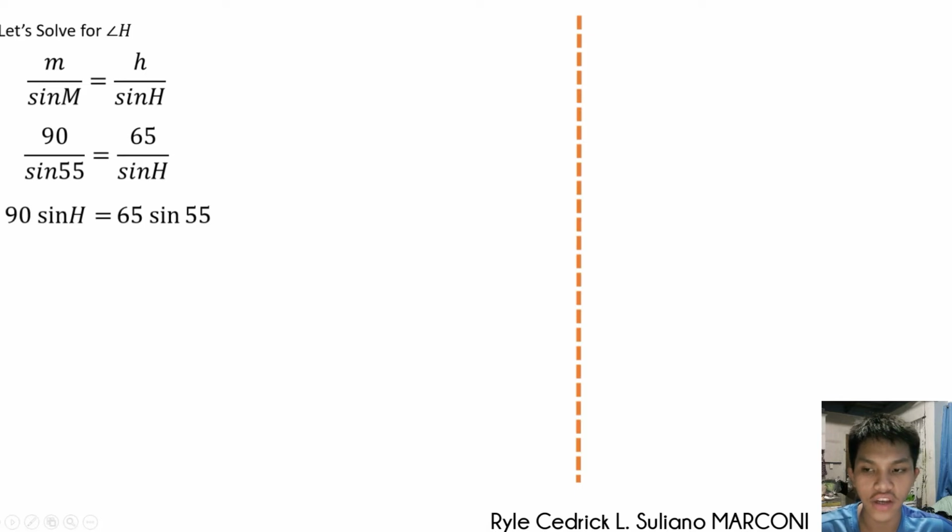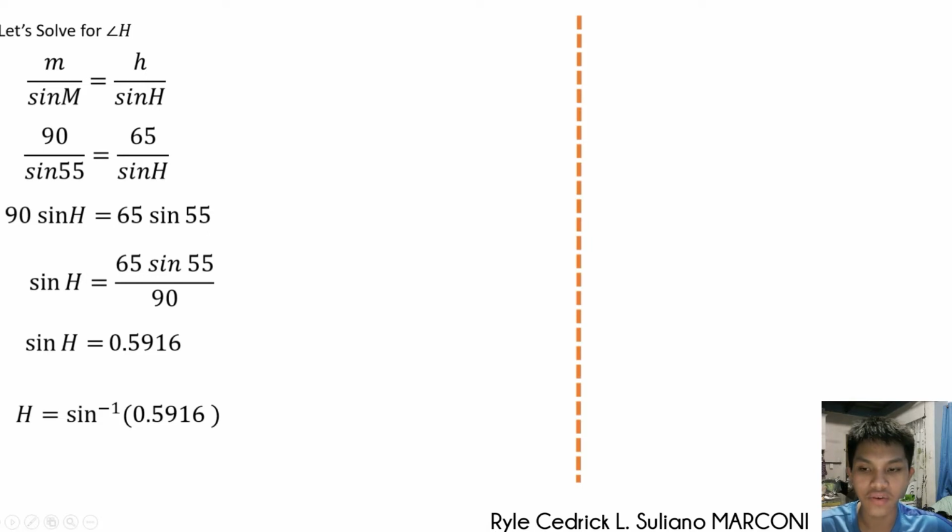Followed by substitution of values and cross multiplication, we now have 90 sine H is equal to 65 sine 55. To eliminate 90 on the left side of the equation, divide it from both sides. We now have sine H is equal to 65 sine 55 over 90. Input this value in our scientific calculator, and we now have sine H is equal to 0.5916. To convert this decimal value into degrees, we get the arcsine of 0.5916. We now have angle H is equal to 36.27.